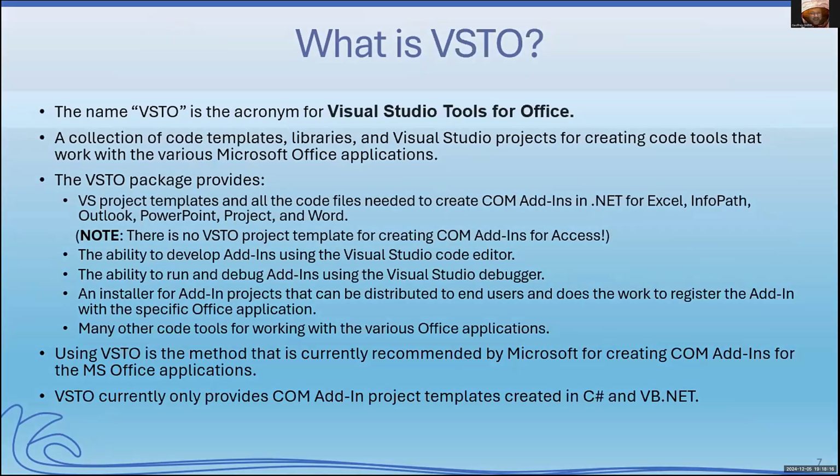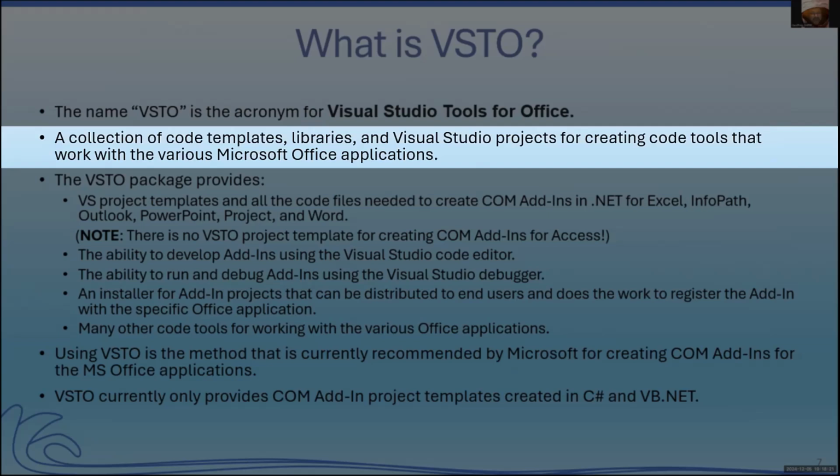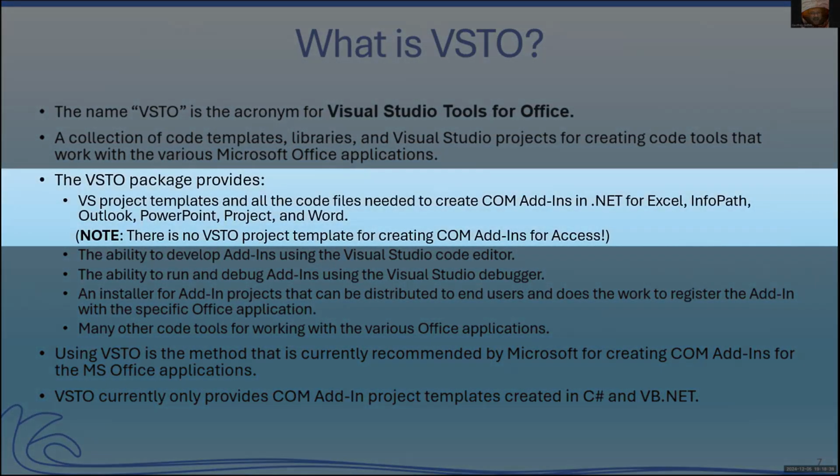So what is VSTO? Well, VSTO is the Visual Studio Tools for Office. It's basically just a collection of libraries, templates, and Visual Studio projects for working with the various Office applications. Why it's useful for us in this situation is that VSTO provides templates to make COM Add-ins for basically Excel, InfoPath, Outlook, PowerPoint, Project, and Word. Notably, Access is not there. We could talk about that and speculate on that all day, but I'll just leave it at that. There is no support for Access in VSTO, unfortunately.